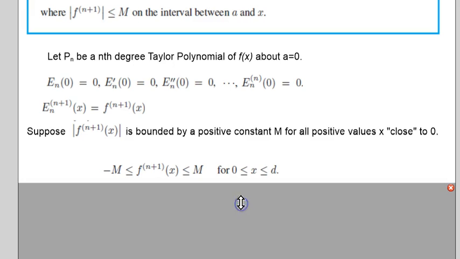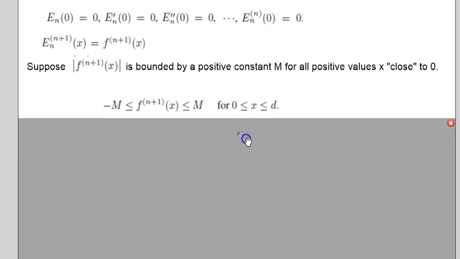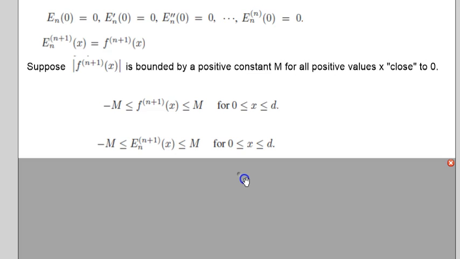Then we have this holds. This is basically what we're supposing, okay? And d represents how far x can be from a, or the distance or whatever, okay? Well, if I were to evaluate, since the n plus 1 derivative of f is exactly equal to the n plus 1 derivative of our error function, we have the same thing right here, and that's from up here.